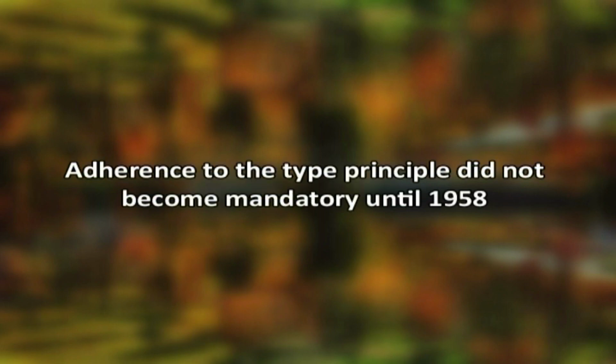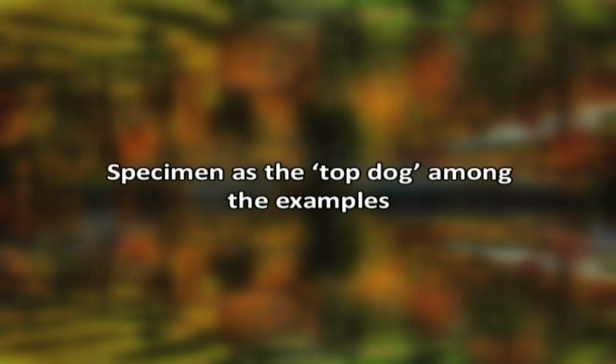Now we see the process of typification. Adherence to the type principle did not become mandatory until 1958. Prior to that time, when taxonomists published a new name, they simply listed several different specimens that exemplified what they meant by the name, without identifying any particular specimen as the top dog among the examples. From 1958 onwards, however, the designation of type specimen became mandatory, though still it was not fully explicit.